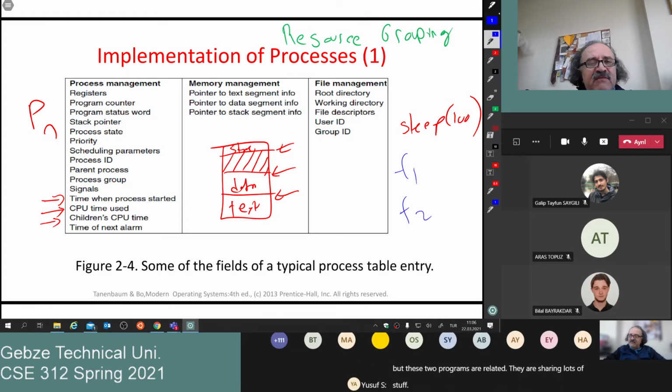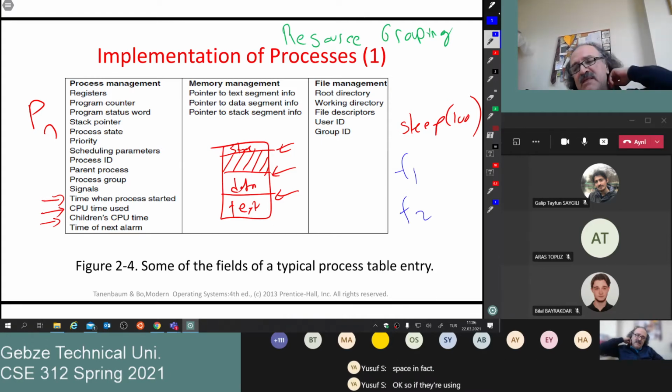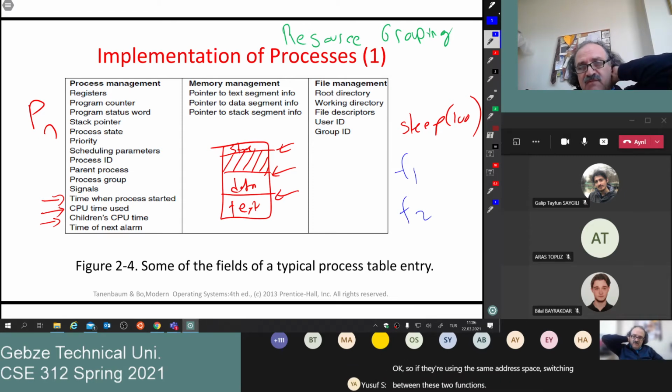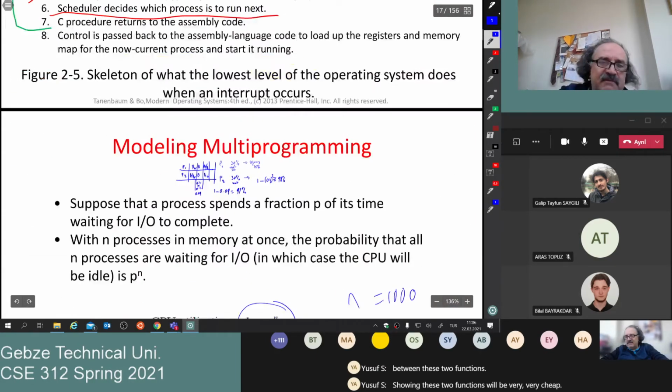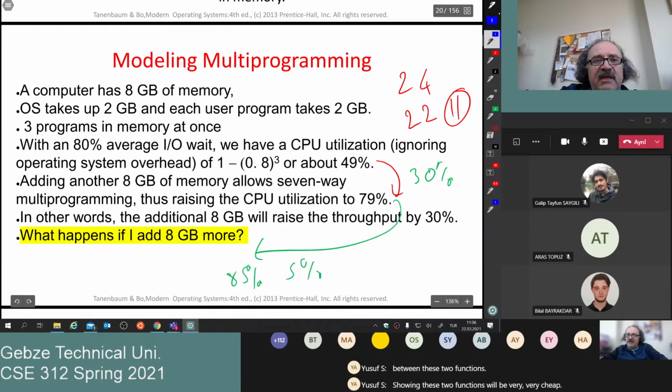So the context switching will be very, very cheap, because I am not changing my address space at all, and they will be using the same memory address. They are using the same memory space, the same address space, in fact. So if they are using the same address space, switching between these two functions will be very, very cheap. So that's the idea of threads.